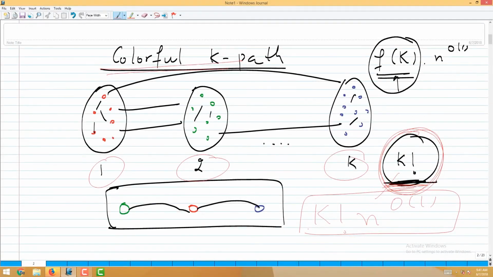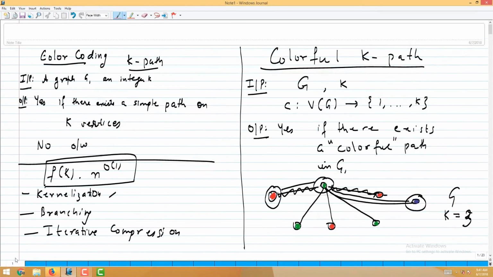So we have solved the colorful k-path problem in k factorial times polynomial time. And what was the goal? Our goal was to actually solve the original k-path problem. Now we have an algorithm with running time k factorial into polynomial in n for the colorful k-path problem. Using this algorithm, we want to design an f of k into polynomial in n algorithm for k-path.